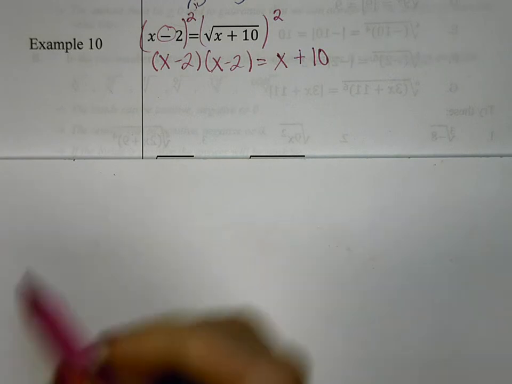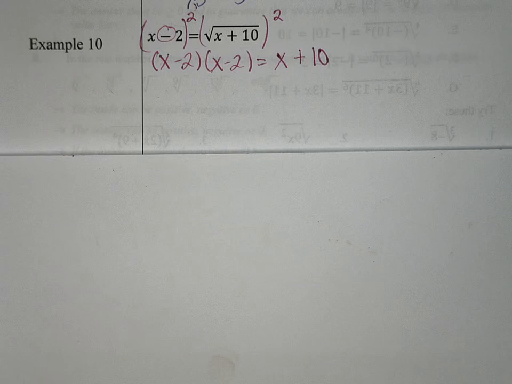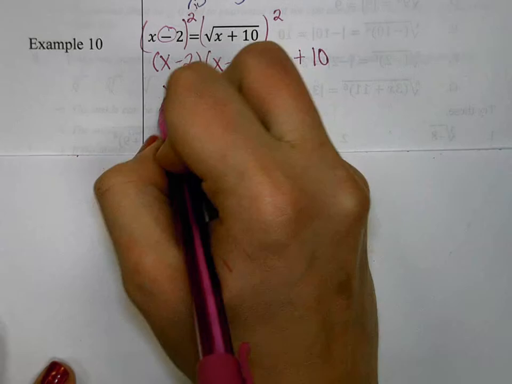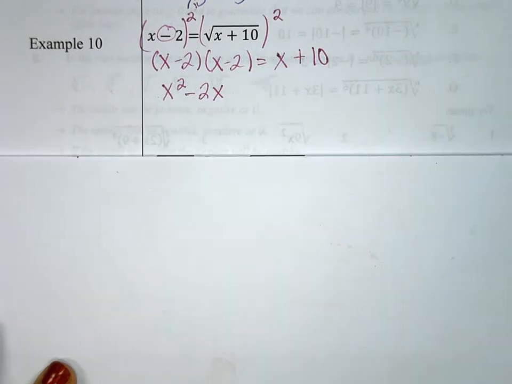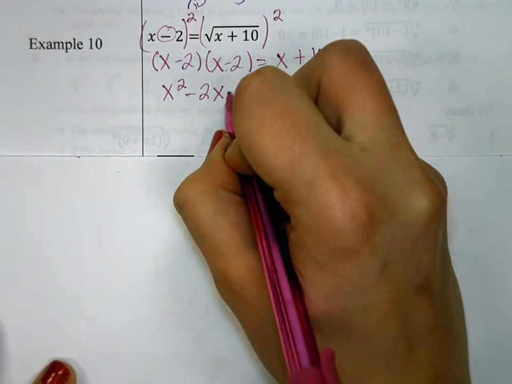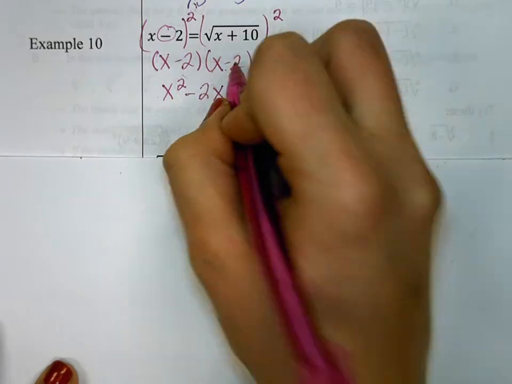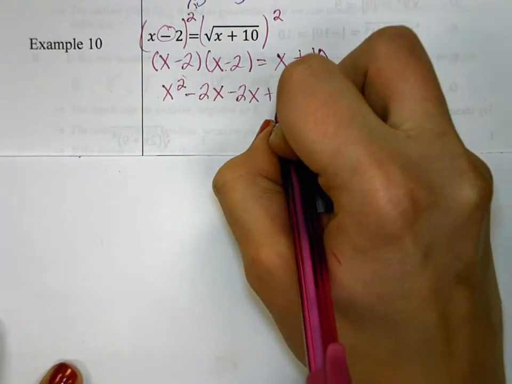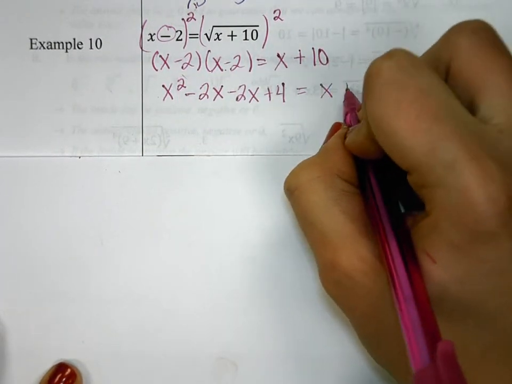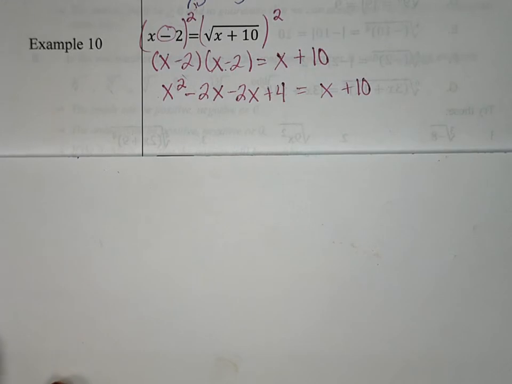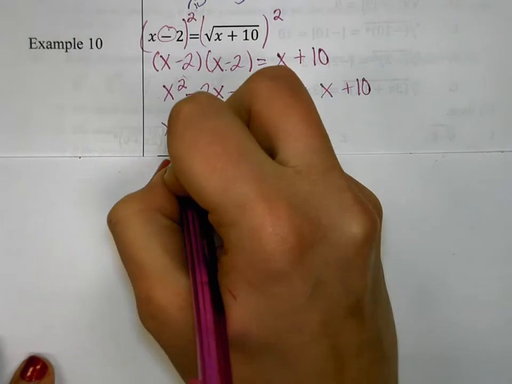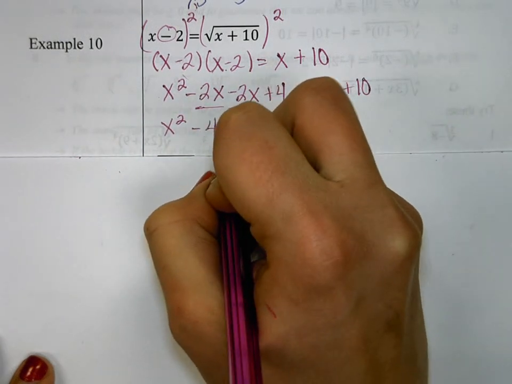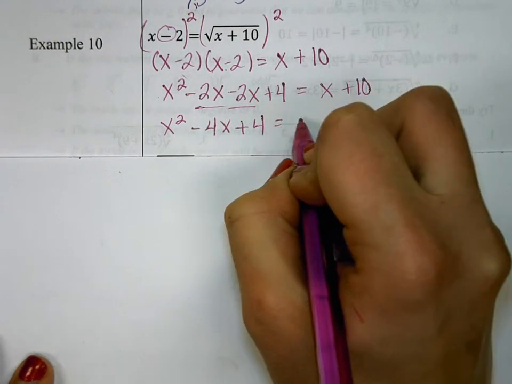Now, x minus 2 times x minus 2, you can use FOIL or box method. X times x gives me x squared. X times negative 2 is minus 2x. Negative 2 times x is minus 2x. And negative 2 times negative 2 is plus 4 equals x plus 10. Combine like terms, so that gives me x squared minus 4x plus 4 equals x plus 10.